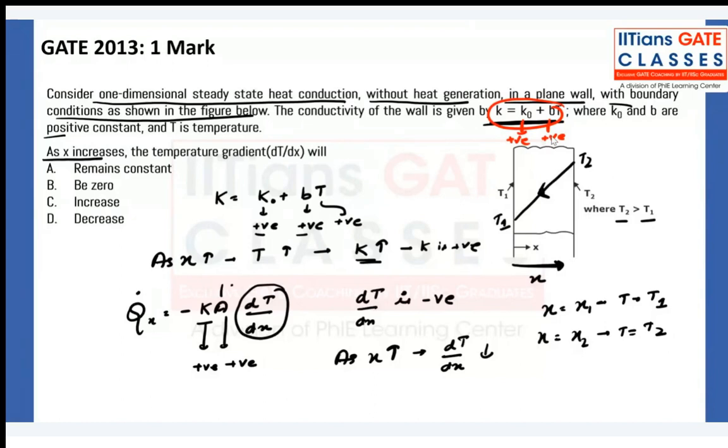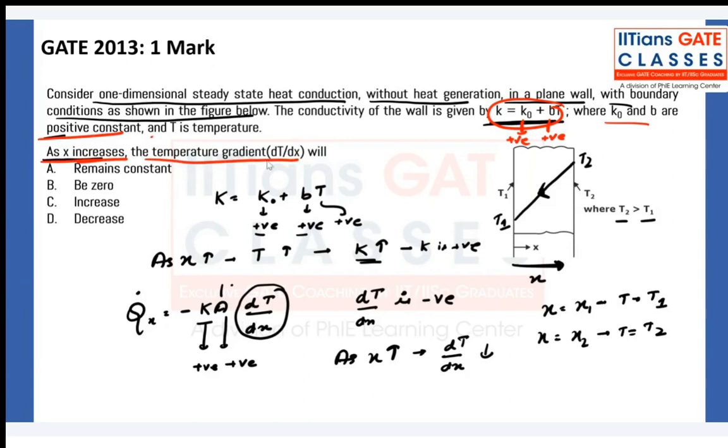Now, based on the value of beta, K will vary. But because beta is positive and K is also positive, that is in the question they have given me. Beta and B are positive values. Now they are asking, as X is increasing, what will happen with the temperature gradient? Is it going to increase, decrease, remain constant, or be zero?